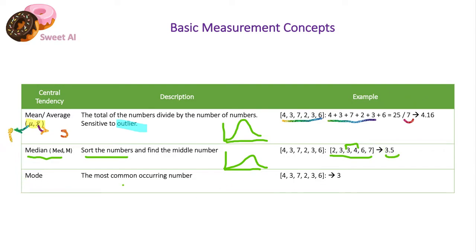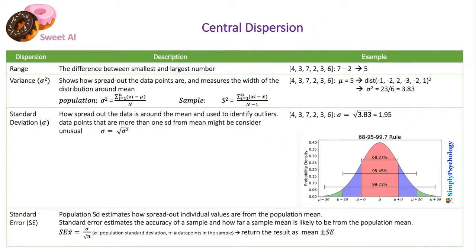We also have mode, which is going to return the most common occurring number. As you see in these data points, we have 3 and 3 twice. So this is the most common occurring number, and we are going to return it as a mode. And mode is good for categorical data.